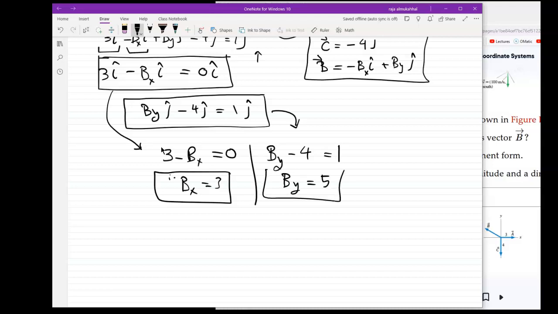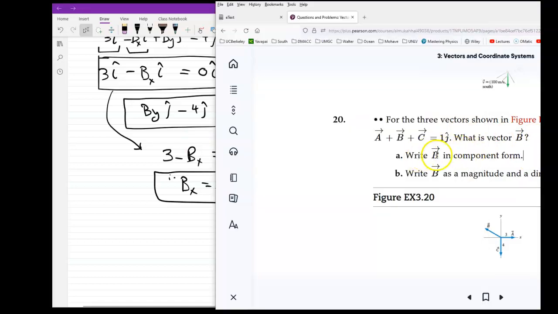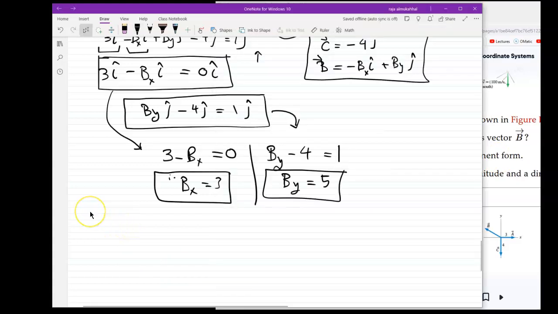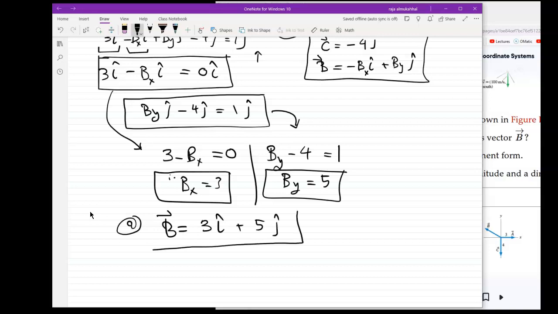And there we go. So now he says, go back to the problem. He says, write b, look at the vector, in terms of component form. Component form is basically ij. So the b vector in this case for part A is b equals 3i plus 5j. That's the component form. You got it? Simple problem, I hope.